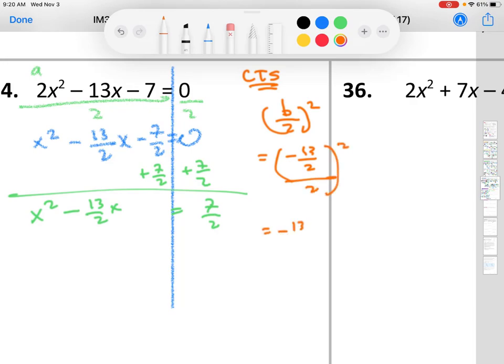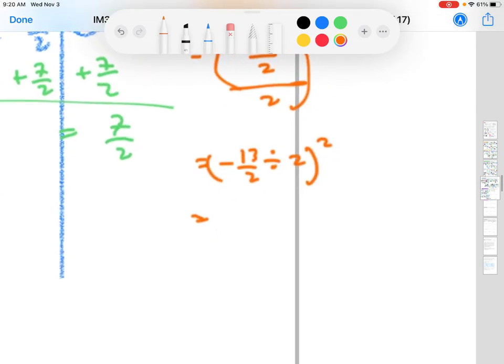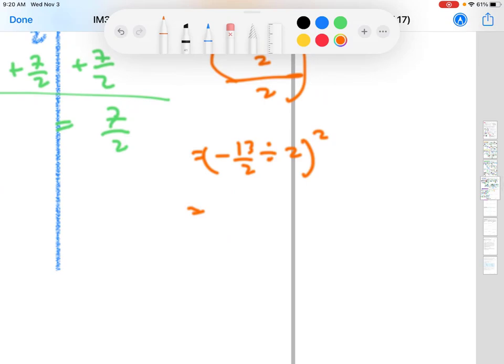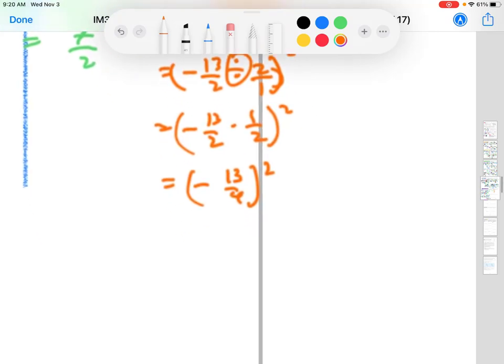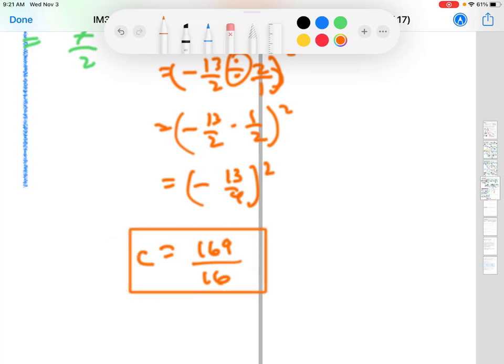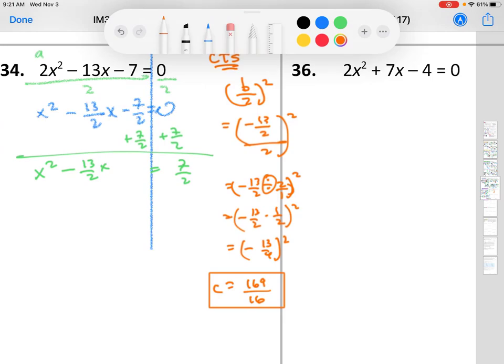Okay, so negative 13 halves divided by 2. Remember, we're going to change that to multiplication, and we're going to take the reciprocal here. So negative 13 halves times 1/2. Because dividing by 2 is the same thing as multiplying by 1/2. We're going to multiply across, so negative 13 over 4, and then we're going to square each of those, so you'll get 169 over 16. Let's go ahead and add that.